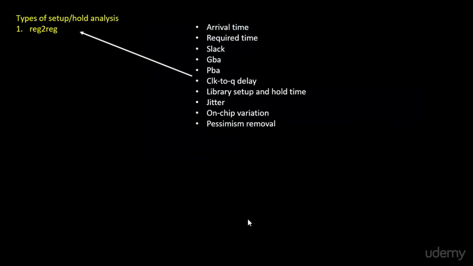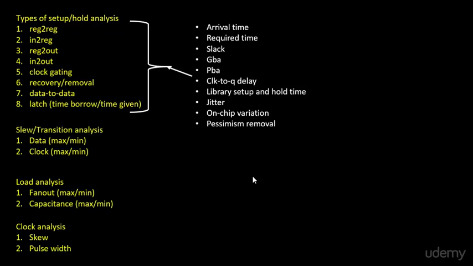We learned about arrival time, required time, slack, the graph based analysis, the path based analysis, the clock to queue delay, the library setup time, the library hold time, jitter, on chip variation, and pessimism removal. On the whole, we have learned a few things here. The first thing is that these concepts remain the same for all kinds of analysis we do. If we do an IO timing analysis or a clock gating or a recovery removal, any kind of analysis, these concepts will not change.